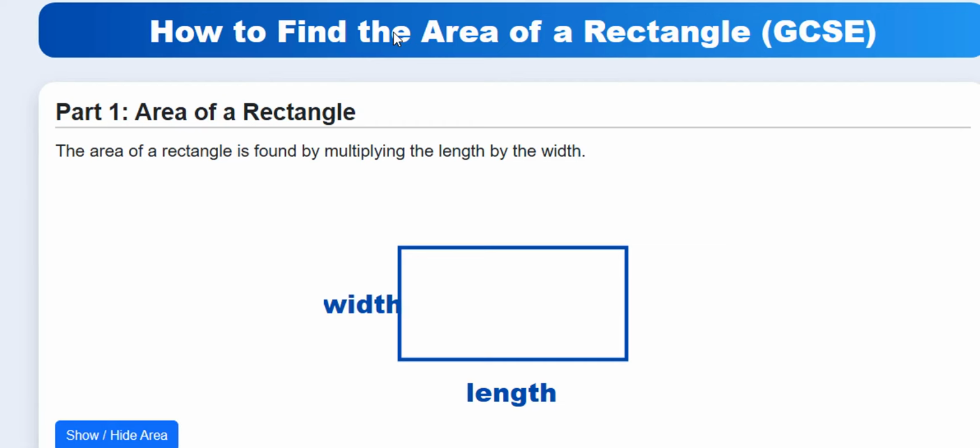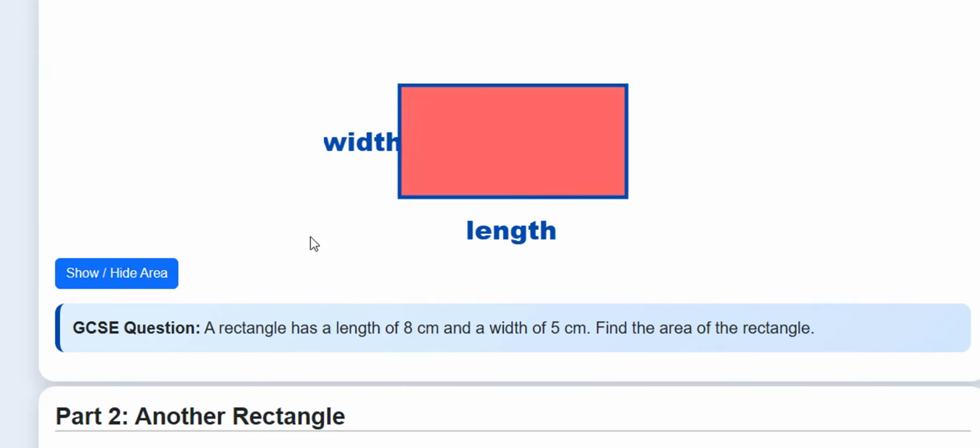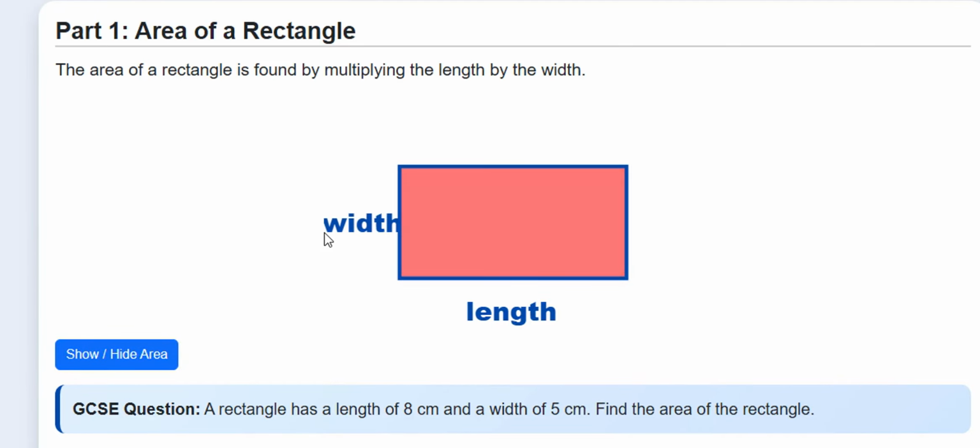Hello, this is lesson 3 in the series of 10 lessons where we are learning how to find the area of different quadrilaterals. And in this one, we are going to learn how to find the area of a rectangle. As we said, area is the region enclosed by the given shape. Like in this case, for example, in a rectangle, the area is this region enclosed by the sides of the rectangle.